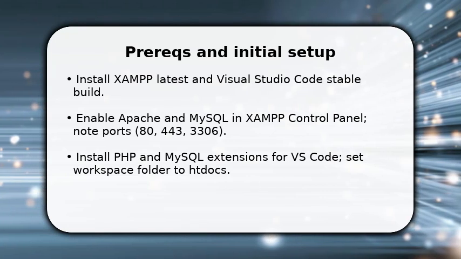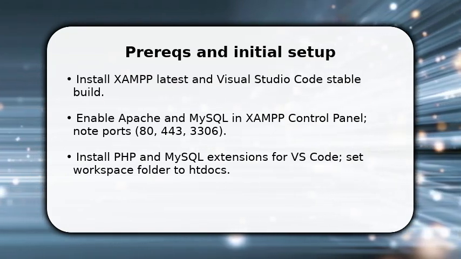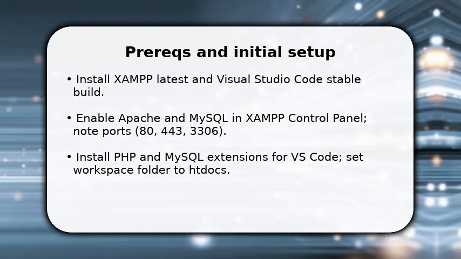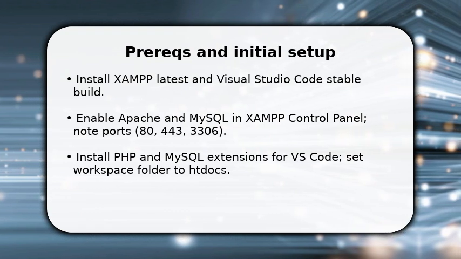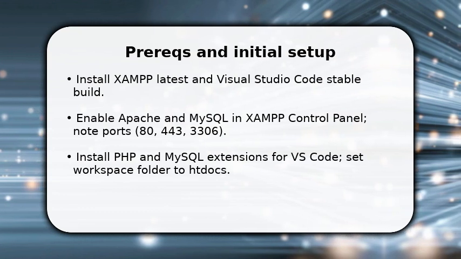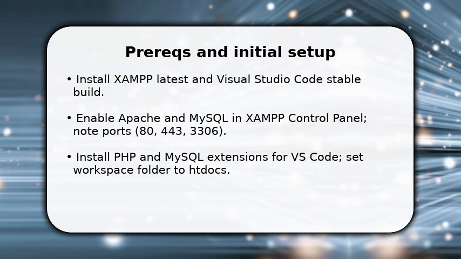You will start by verifying prerequisites and creating a workspace. Install XAMPP and Visual Studio Code, then open XAMPP Control Panel and start Apache and MySQL so the server runs locally. Once done, place your project in XAMPP htdocs or configure a virtual host. This tells Apache where to find your files.